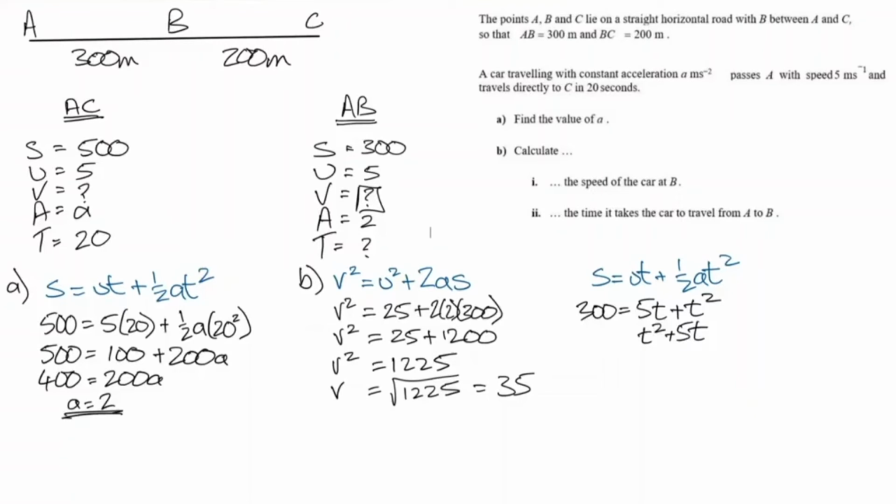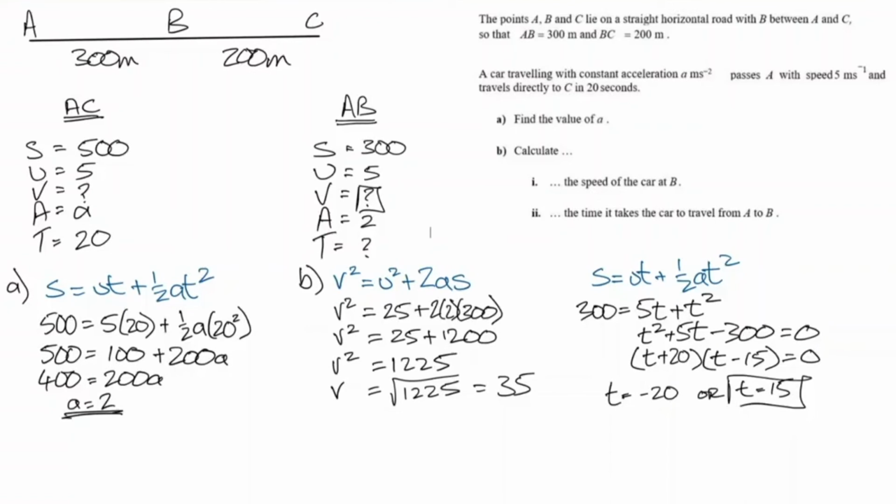Okay, so just rearranging this into a more familiar form. We should actually be able to factorize this in our heads. And I can see it's 20 and 15. I'm going to go for positive 20, negative 15. And that means I have two solutions. Either T, the time of the journey, is negative 20, or the time of the journey is 15 seconds. The negative wouldn't make any sense in this context. Let's go with time equals 15 seconds.